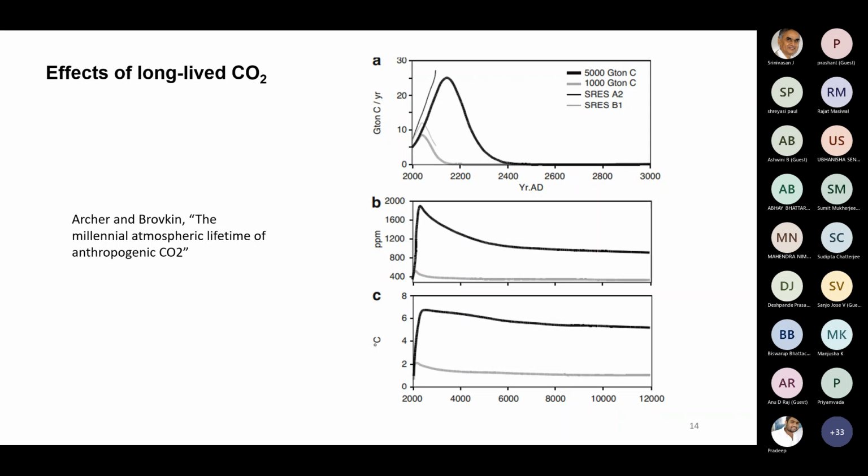What one sees is that for two very different scenarios in the top panel, it takes a very long time for CO2 concentrations to decrease, even after you bring down emissions to zero. Even after 10,000 years, a large fraction of CO2 remains in the atmosphere, which is what you see in the middle panel. The maximum CO2 here is about 1,800 parts per million in this scenario, and it doesn't come down to 50% of that figure for over 10,000 years.